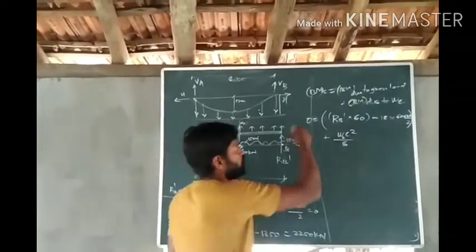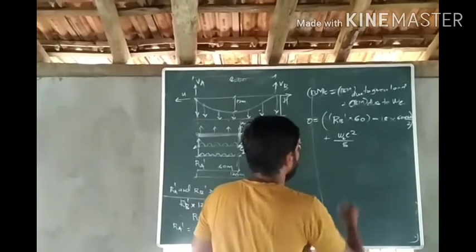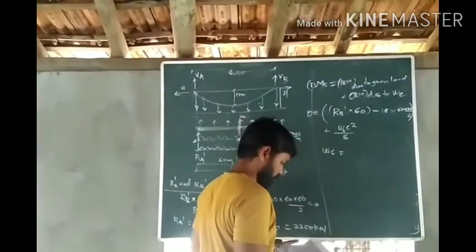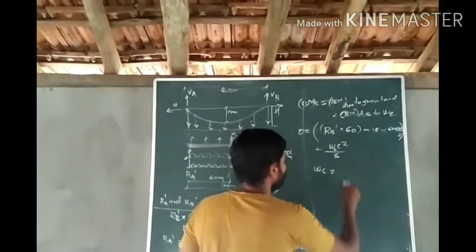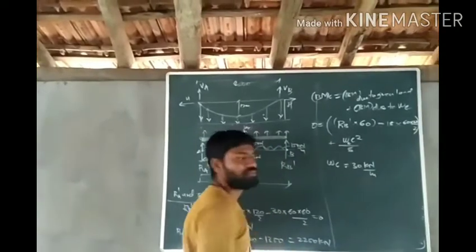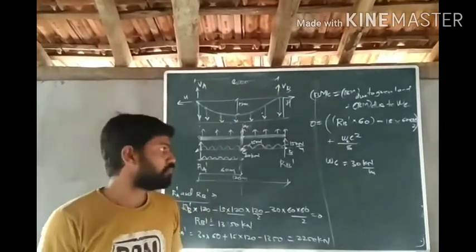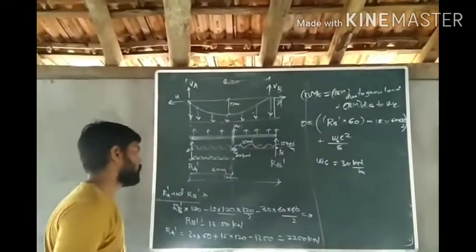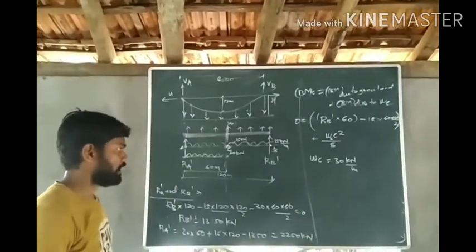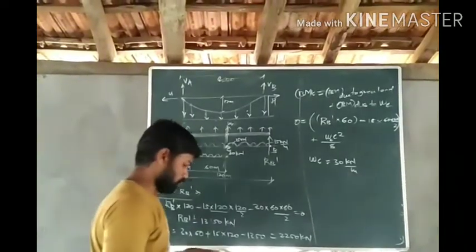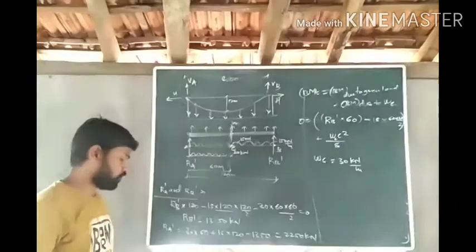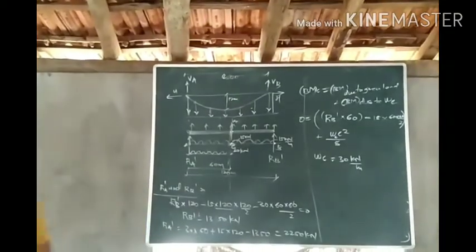Okay, so now if you substitute all the values over here and calculate WE, you will get WE equal to 30 kilonewton per meter. Because RB is known to you, it is 1350, and all other values are there. We just want to calculate WE. So WE is 30. Now next point is the calculation of shear force and bending moment.